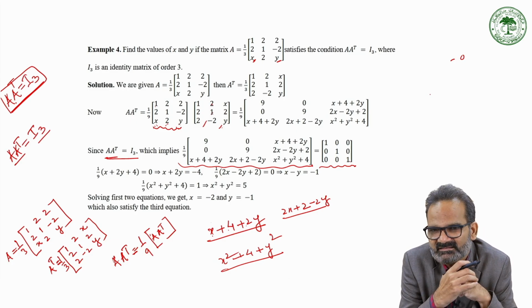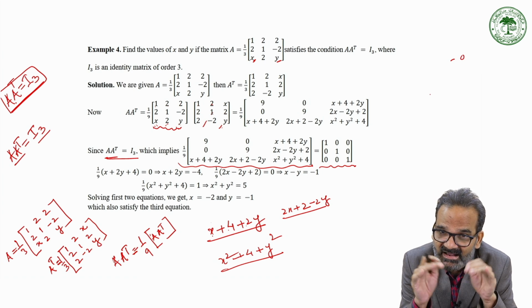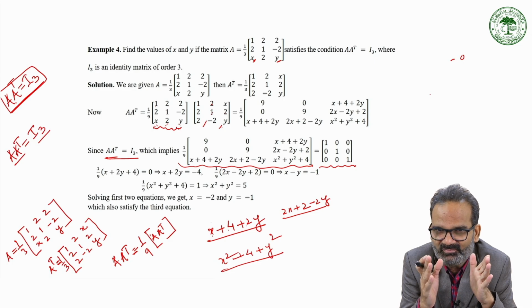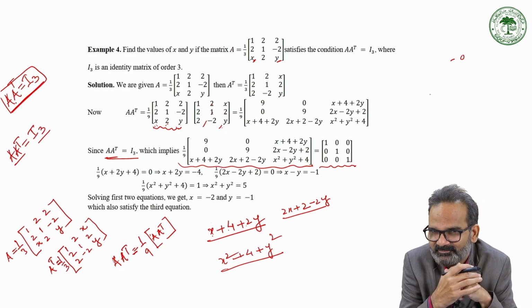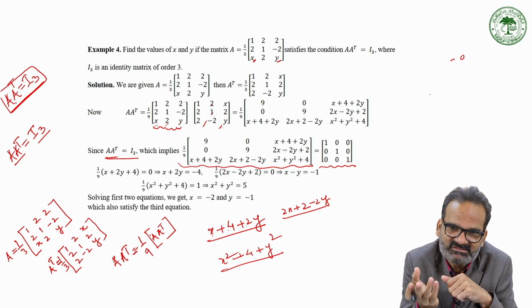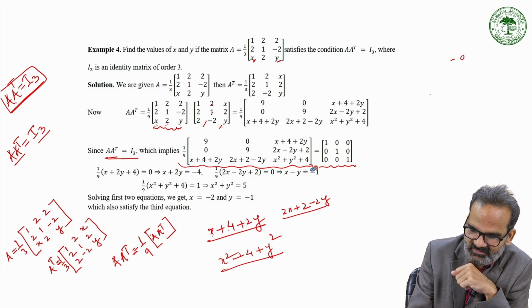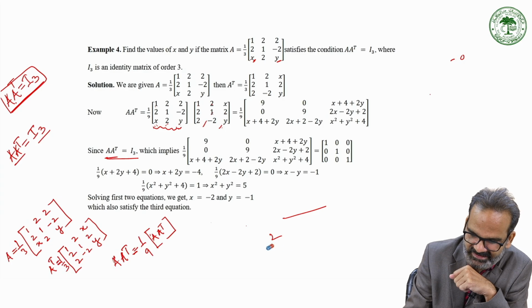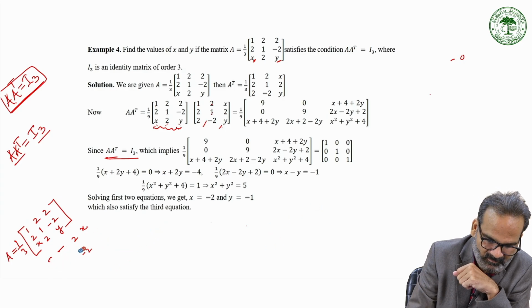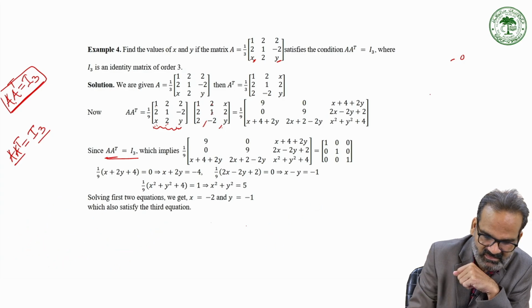Two matrices are said to be equal if their corresponding elements are equal besides their order. So the order of both matrices is the same, both are of order 3 by 3, because the first matrix contains 3 rows and 3 columns, and the identity matrix also contains 3 rows and 3 columns. So now what is left? We will equate the corresponding elements of both the matrices to get the values of x, y, z.